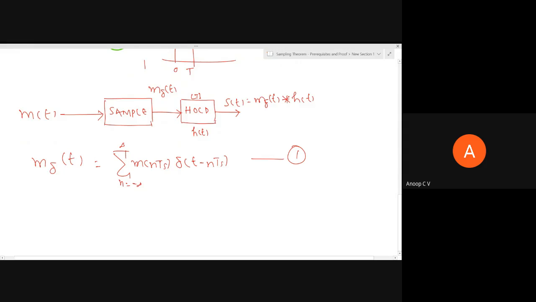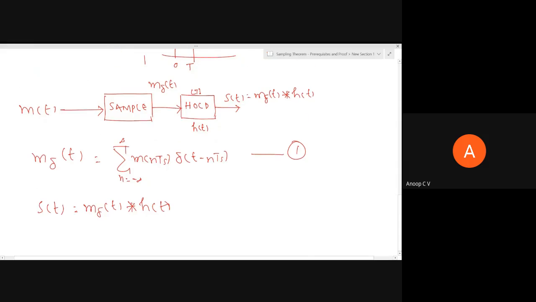So far I don't know what that h of t is. I'm just calling it h of t, but later I'll show that h of t is actually the rectangular pulse we have shown. But maybe let's assume we don't know what that h of t is. So now the output s of t, I can write as m delta of t convolved with h of t. So that is nothing but what.